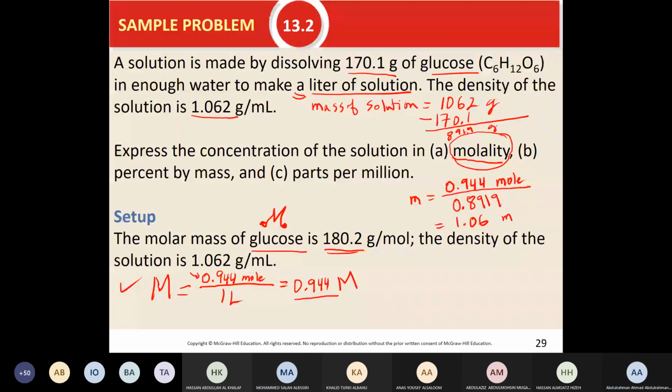Yes, clear. Now, if I want to have the mass percent, can you do it very quickly? Of what? Of sugar, of glucose. What is it equal to? Mass percent: 170.1 over 1062, exactly, times 100 will be 16.017.